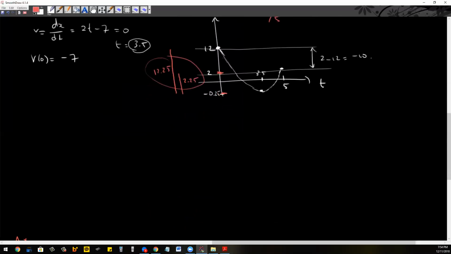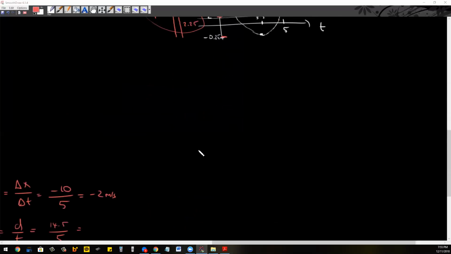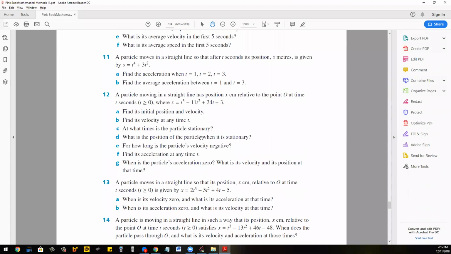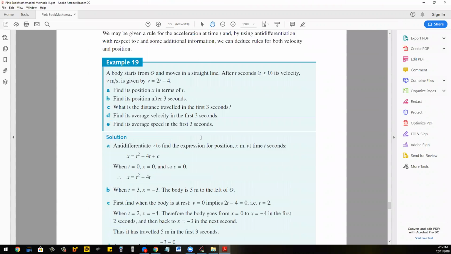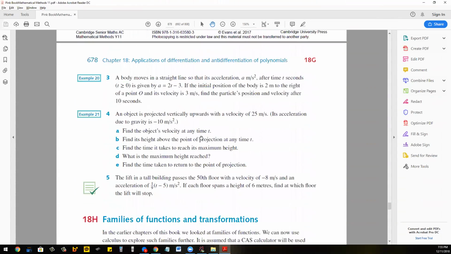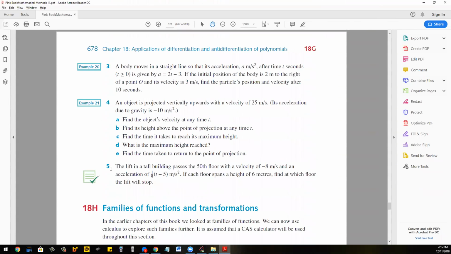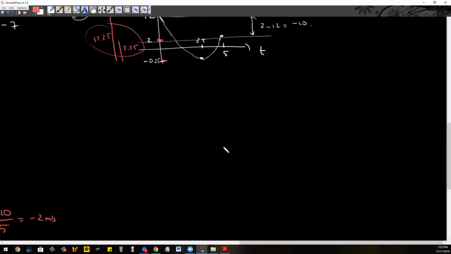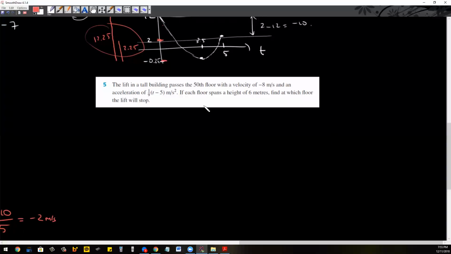What about Nimesha? Do you have some questions as well? Yeah. Just for 18G. 18J. Question 5. Yep. This one here? I got little bits of it, but just putting it all together kind of just confused me. Even when I was looking at the answers, it just, I don't know.